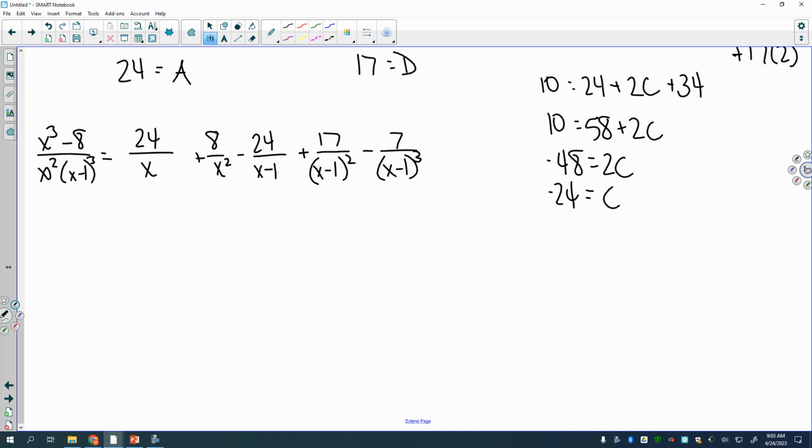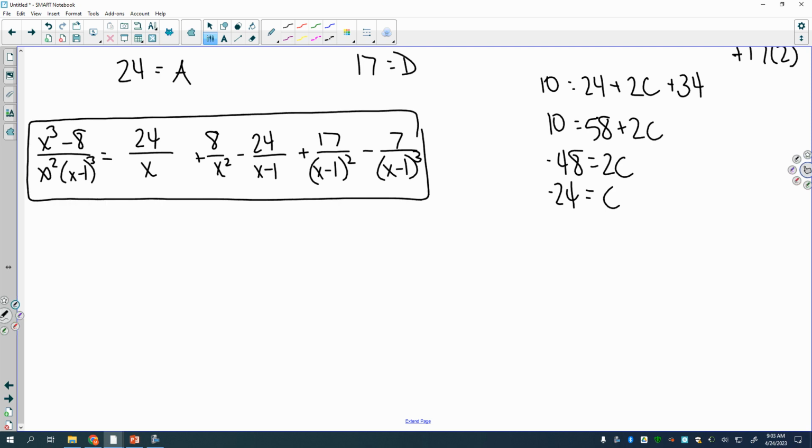This problem had a lot more work. That's what happens. The more that we have in the denominator, the bigger we have to use, the more we have to split it up, and the more algebra steps that we get involved in that.